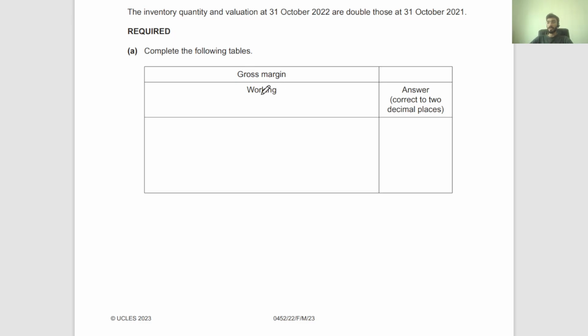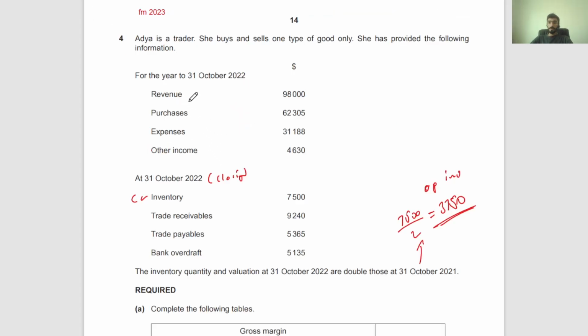We first need to calculate the gross margin, and for that, you know the formula. You take gross profit over sales revenue times 100. That's your gross margin. And to calculate that, you need to first calculate your gross profit. Gross profit equals revenue minus cost of sales.